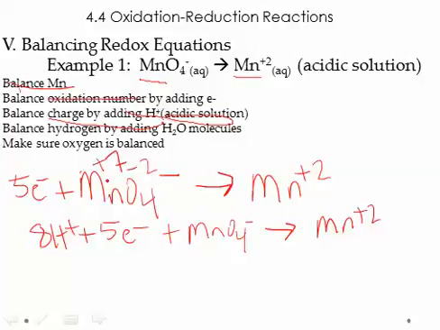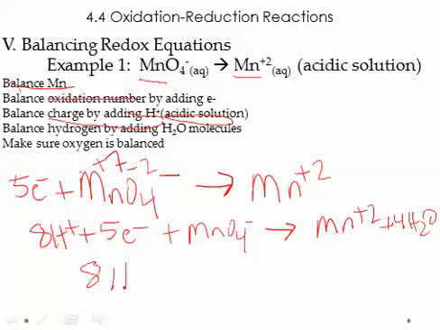And now I'm going to balance the hydrogen by adding water molecules. We have 8 hydrogens on this side, so we need 4 waters on this side, because 4 times H2 is 8 hydrogens. And then we need to make sure that oxygen is balanced. 4 oxygens on this side, 4 times 1 oxygen here is 4 oxygens on this side. So I now have my balanced half equation.